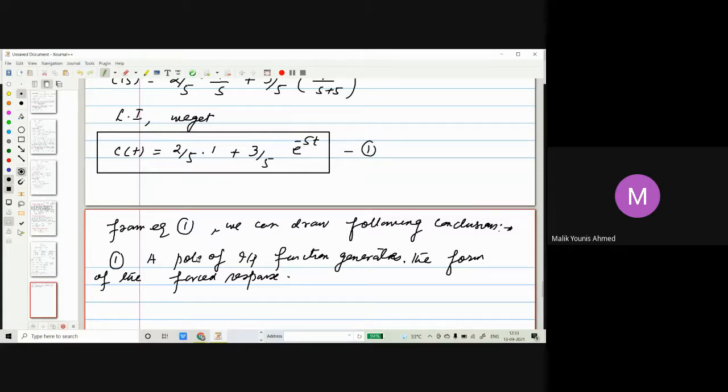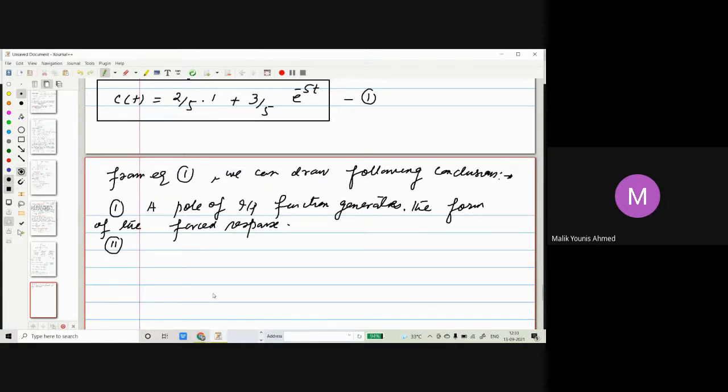That is, the pole at the origin generates a step function at the output. So that's the meaning. The pole at the origin will generate a step function at the output. So a pole of the input function will develop the forced response.